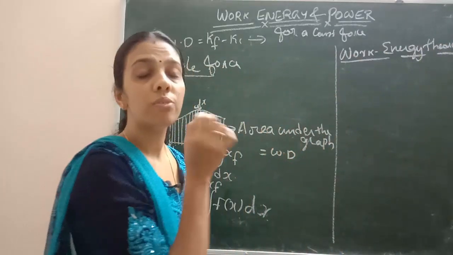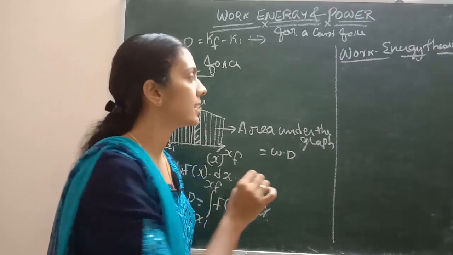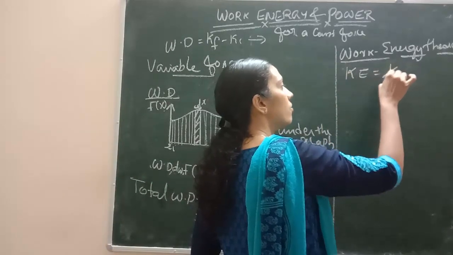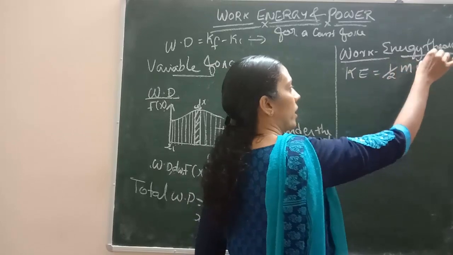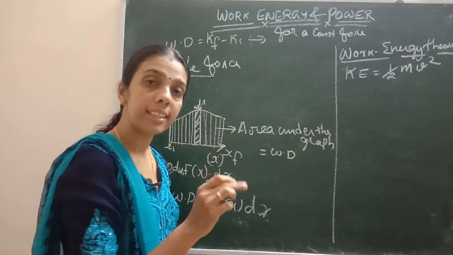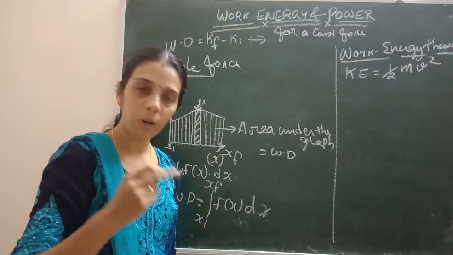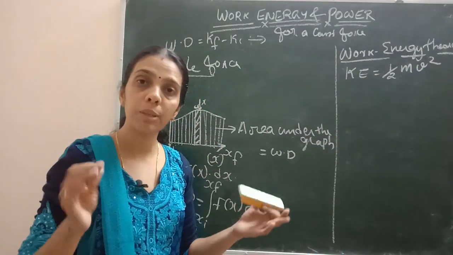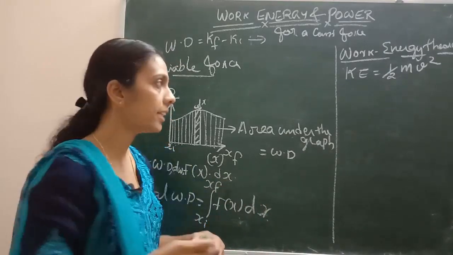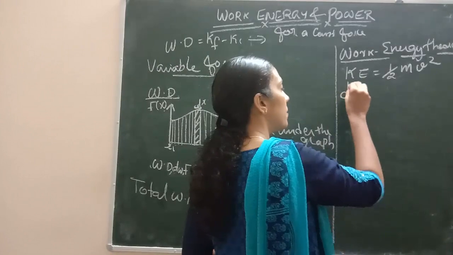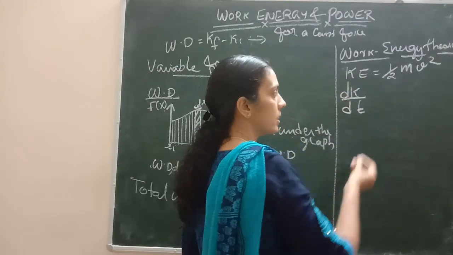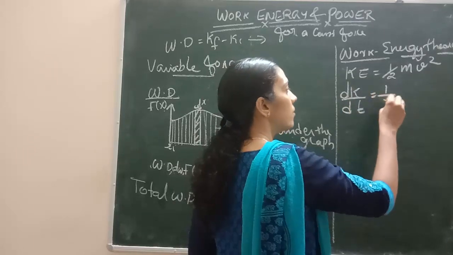Here also, first we are considering the kinetic energy. So kinetic energy is equal to half mv square. If we are applying a variable force, the kinetic energy will be changing, because if I am changing the force in between, what will be varying? Velocity will be changing, right? So kinetic energy will be changing. dK with respect to time, kinetic energy will be changing.